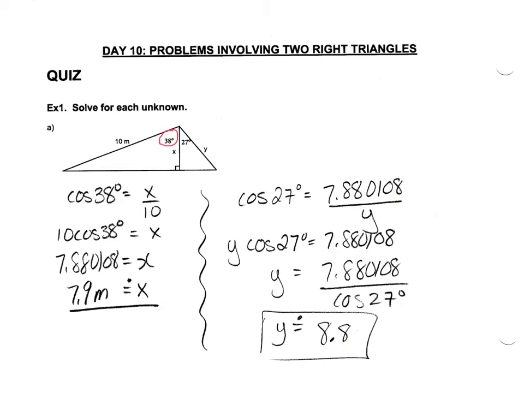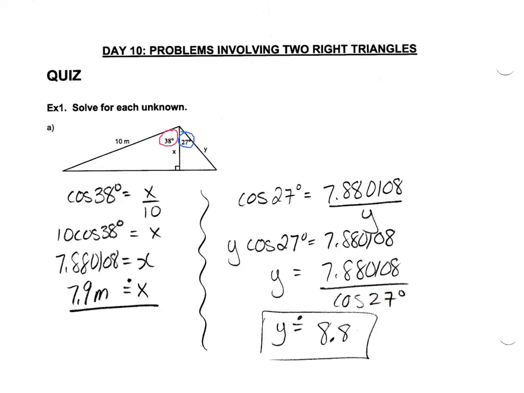So let's take a look at the next one. We go and circle 27 degrees. And if we look, we're dealing with x, which we already found, and the y, so this is adjacent, and this is hypotenuse. So adjacent over hypotenuse, that's why we're doing cos of 27. And then this y will come to the other side. Since it was divided on this side, it'll be multiplied here. Then the cos of 27 degrees will come and divide.